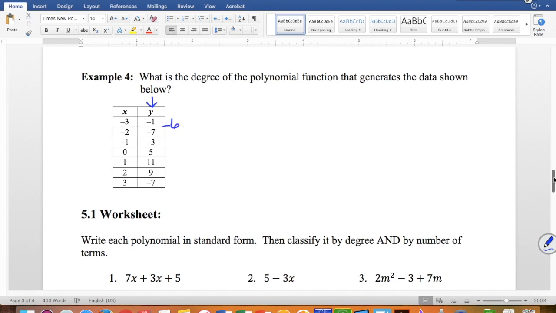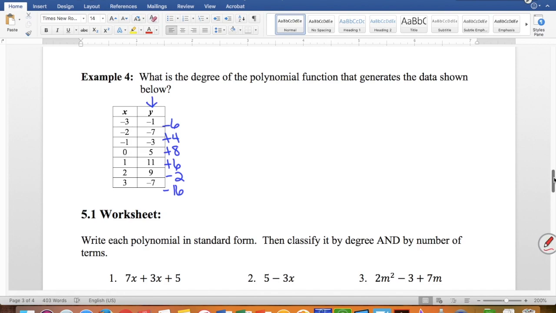And then from -7 to -3, that's an increase of 4. And then from -3 to 5, wow, that's an increase of 8. From 5 to 11 is an increase of 6. And then from 11 to 9 is a decrease of 2. And then from 9 to -7, that is a decrease of, well, 9 plus 7, a decrease of 16. Well, there's obviously no pattern going on here. Now, if there were a pattern right here, this would be a linear function because that's my first set of differences. Okay, so now I'm going to do my second set of differences.